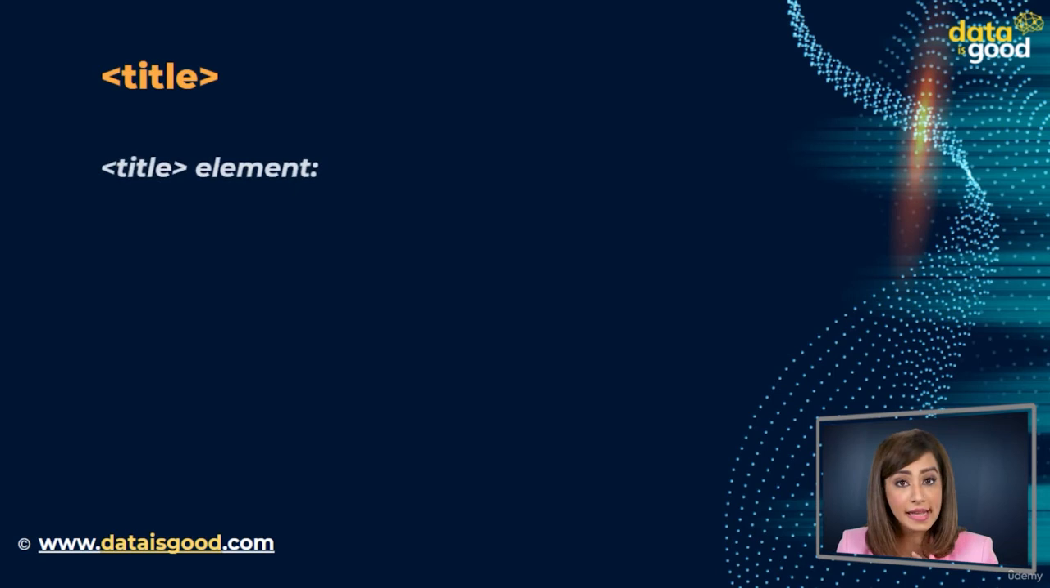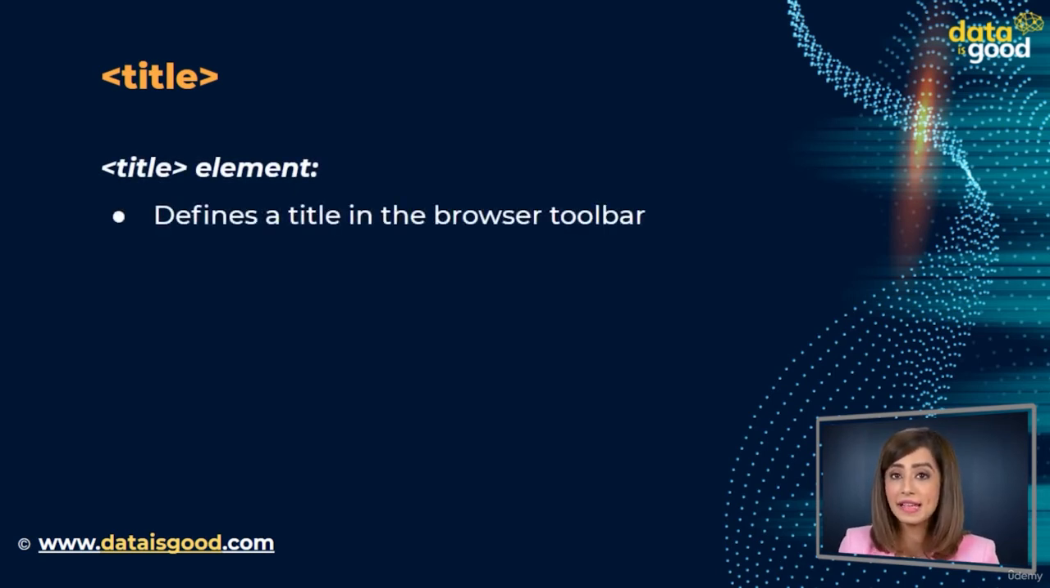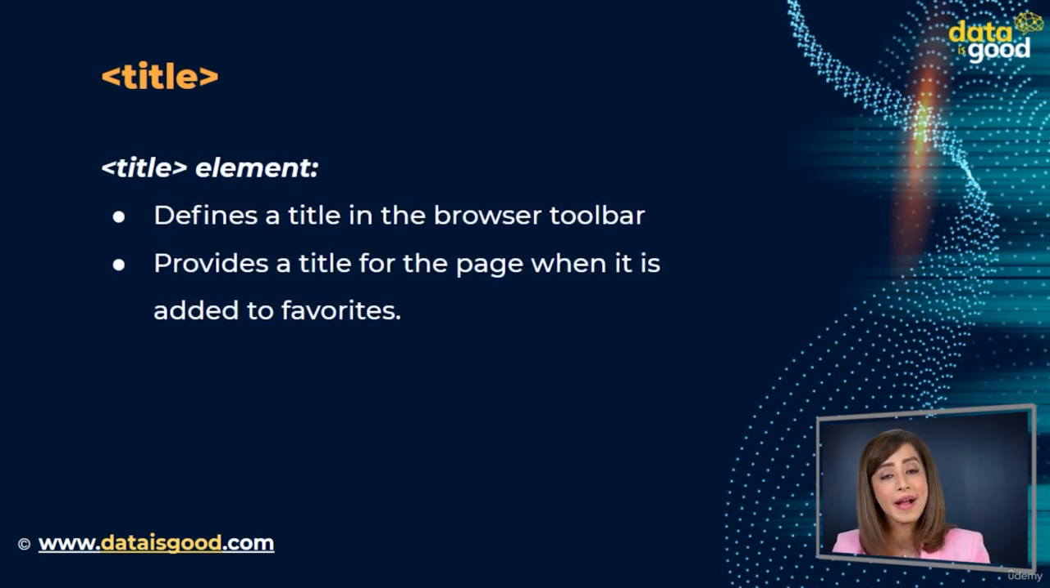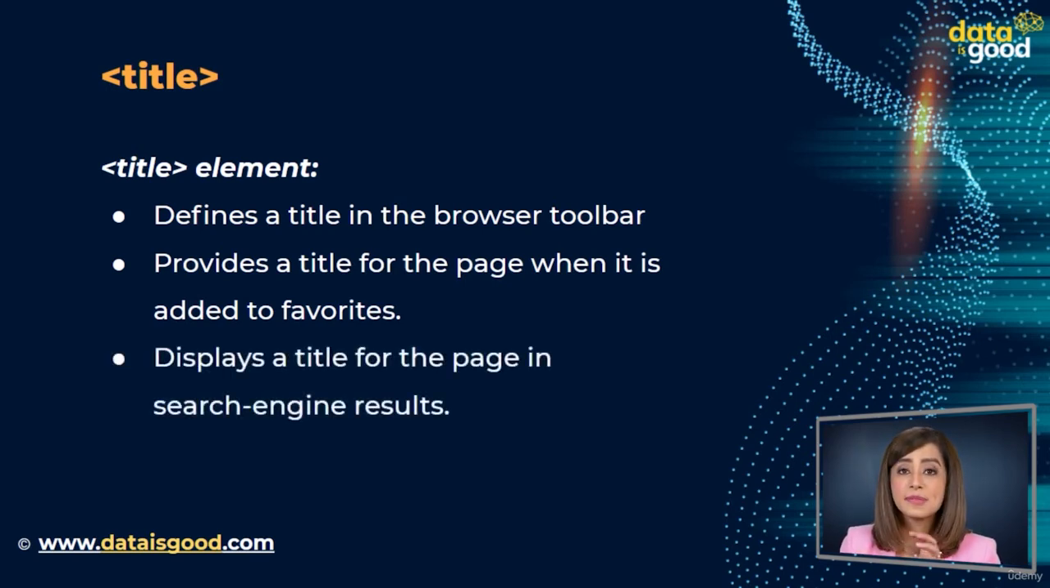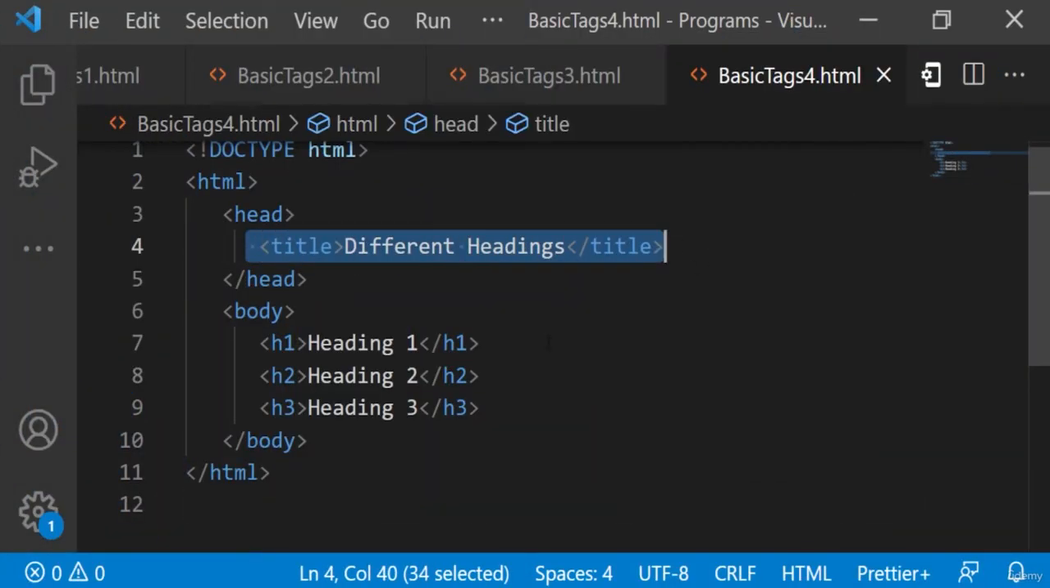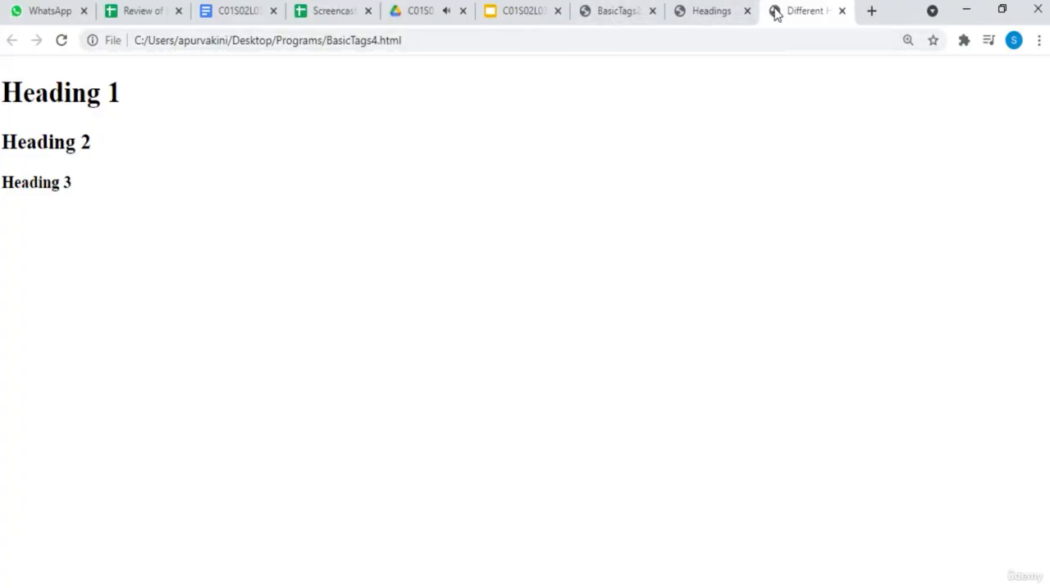Now, the title element. It defines a title in the browser toolbar, which provides a title for the page when it is added to favorites. Displays a title for the page in search engine results. Here's an example of title tag. Save this file again, and we have an output on the screen. Here, our title of the web page is Different Headings. Note, the title tag is required in HTML documents.